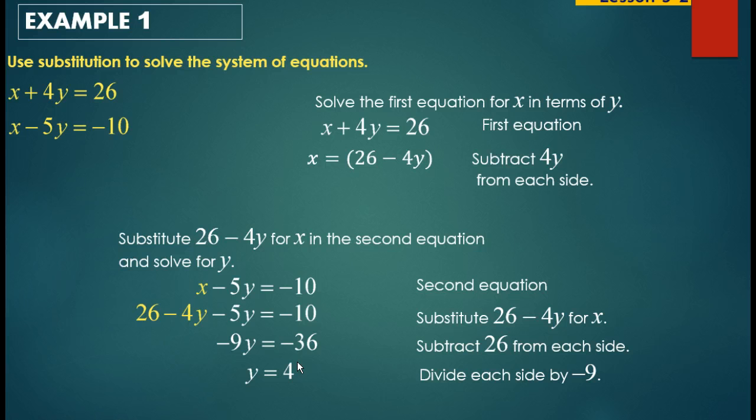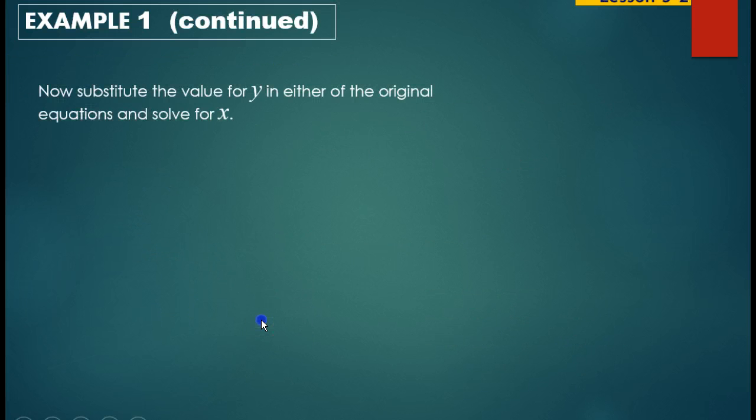Now remember, the solution to a linear system of equations is an ordered pair. It's not just a value of x or y. So we have to find x now. You have a couple of choices here. You can plug this into either equation. We're going to go ahead and plug it into the first equation, x plus 4y equals 26.